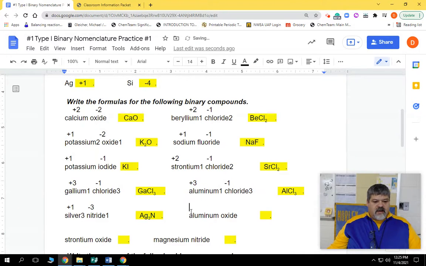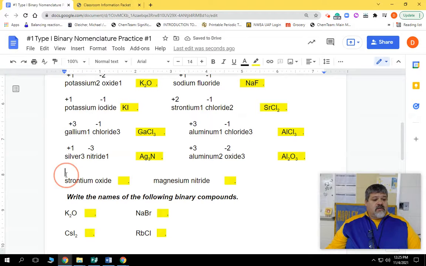Okay, we go over to aluminum oxide. Aluminum is a +3 because it's in column 3A or 13. Oxygen is a -2 because it's in column 6A or 16. So we're going to crisscross. I'm going to put a 2 here, and a 3 right there. So I need 2 aluminums: Al, then subscript 2, subscript again to get back up, and then oxygen with a subscript of 3. There's aluminum oxide.